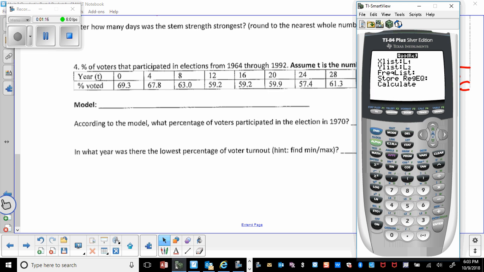And I'm going to go down to store, and I'm going to do alpha trace to get my Y1, to store the Y1 there. And I'm going to hit enter, enter. All right, so there's my A, my B, and my C.